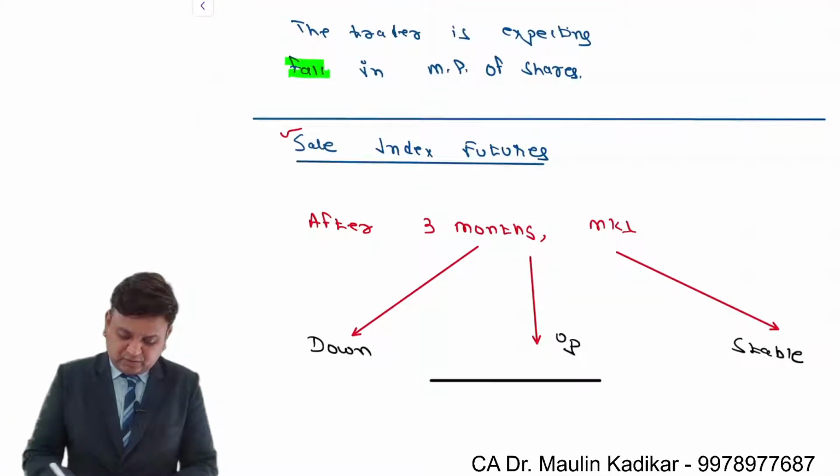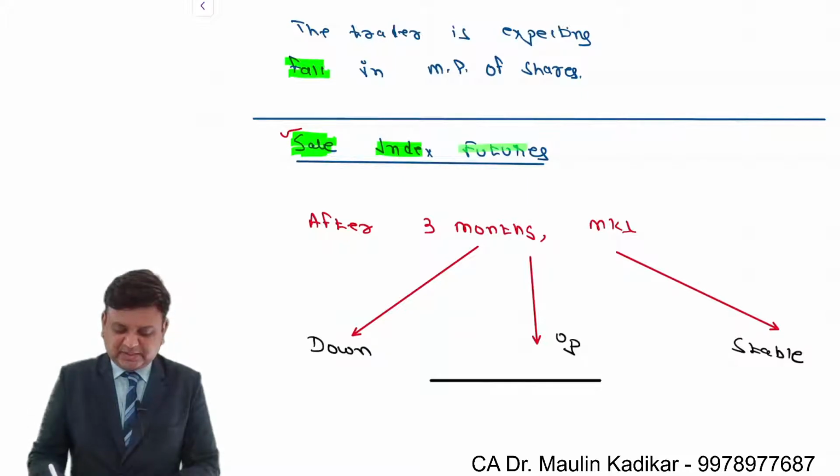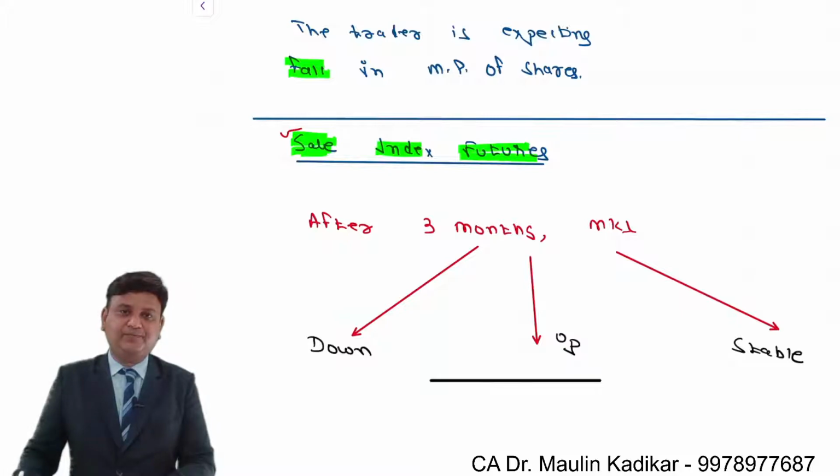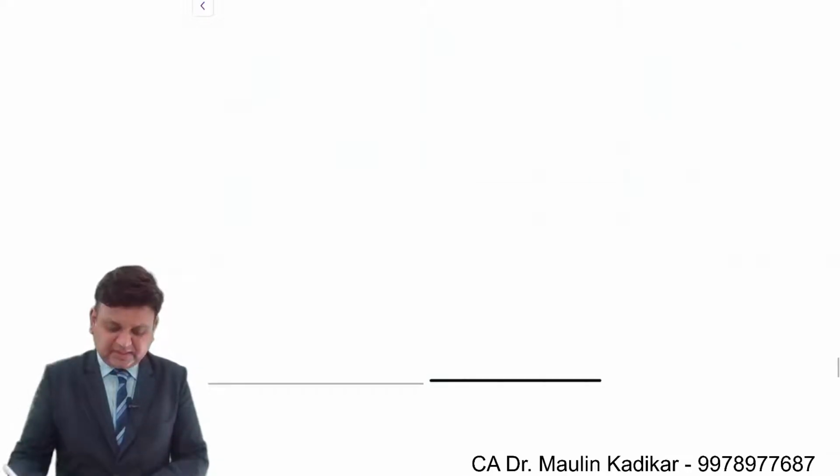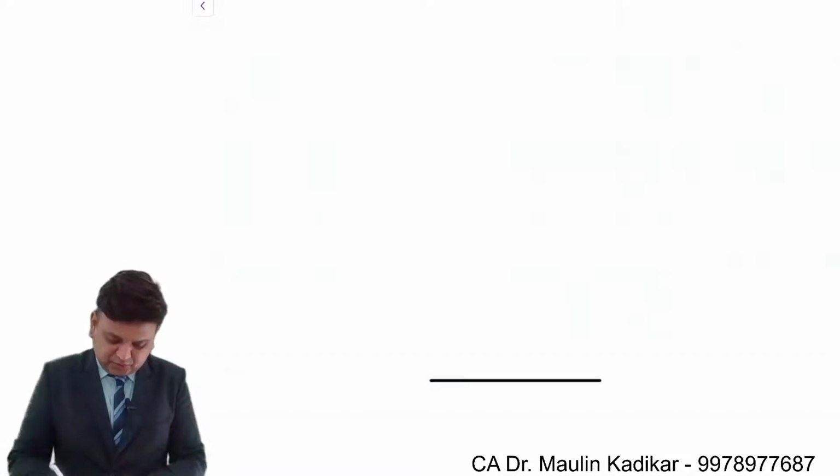So what you should do, I am only explaining that: you should enter into the transaction for sell index futures. In how many contracts you will enter is something we are now going to discuss. So write down a heading. Before we understand the number of contracts, just a small note.